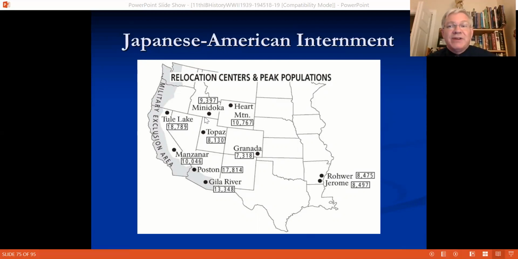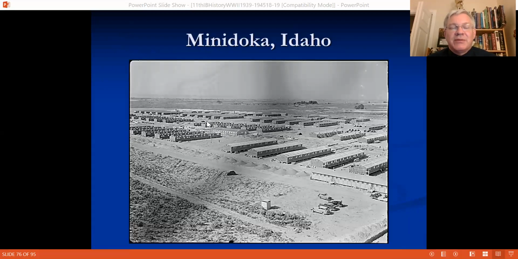But while they were in existence, people were in confinement. Couldn't go too many places. That's what they look like. Yeah, here we go. Here's Minidoka. Well, those are the barracks. Welcome to Idaho.